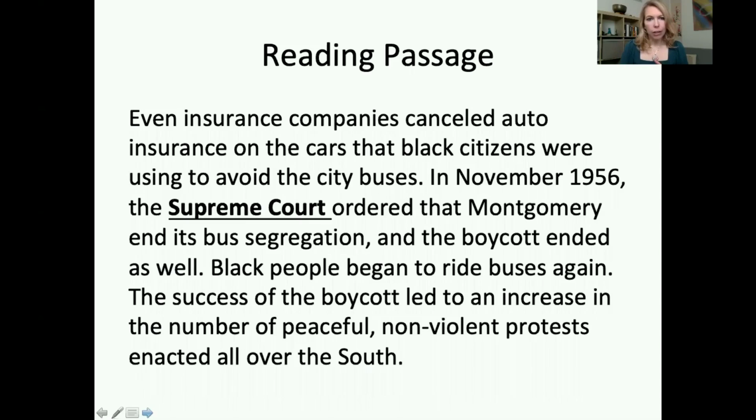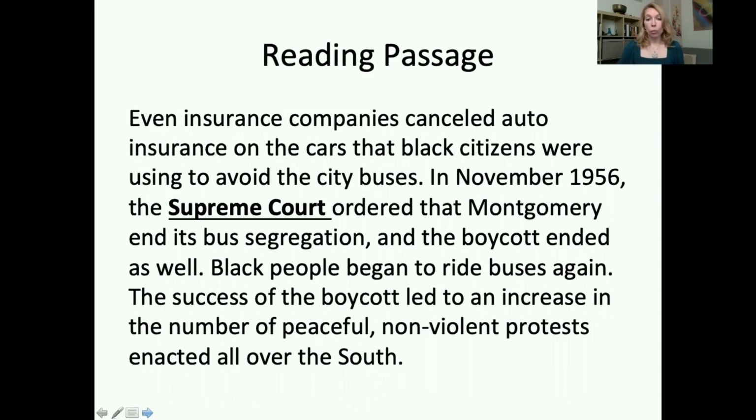It says, even insurance companies canceled auto insurance on the cars that Black citizens were using to avoid the city buses. In November 1956, the Supreme Court ordered that Montgomery end its bus segregation, and the boycott ended as well. Black people began to ride buses again. The success of the boycott led to an increase in the number of peaceful, nonviolent protests enacted all over the South.